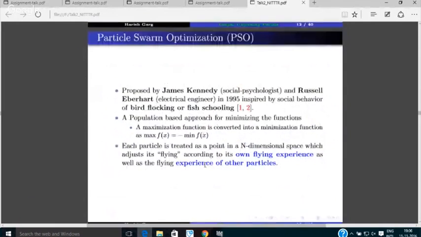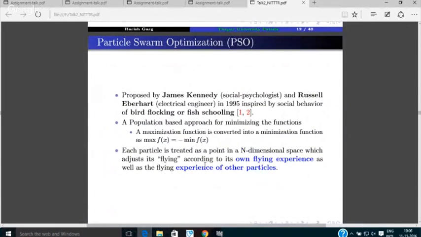So I'm just explaining step by step what particle swarm optimization means and how it works, with the help of illustrated examples. One by one, you can copy it also, exactly. I will make it clear step by step. Particle swarm optimization was proposed by James Kennedy and Russell Eberhart in 1995, inspired by the social behavior of flocking birds or fish schooling.